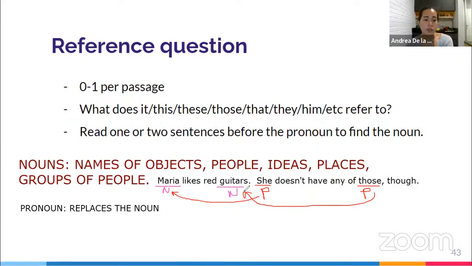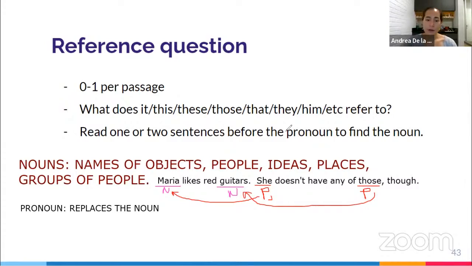Of course, we could again mention the nouns, and we could say, Maria likes red guitars. Maria doesn't have any red guitars. So we can do that, but it would sound weird in a paragraph, right? To repeat too much, Maria guitars, Maria guitars. It's repetitive. Now, in order to avoid that repetition, we have created pronouns, which replace those nouns and refer to them, right?